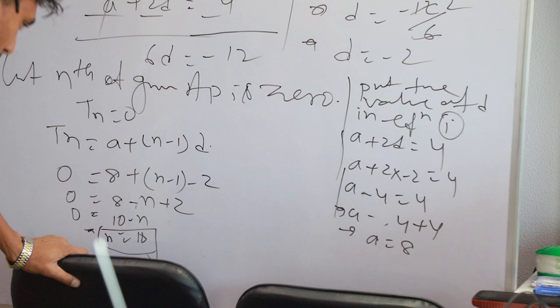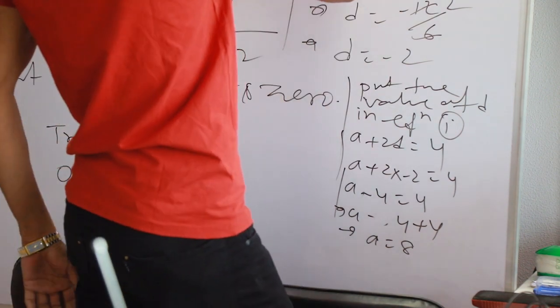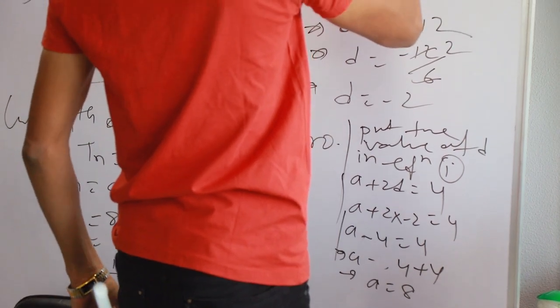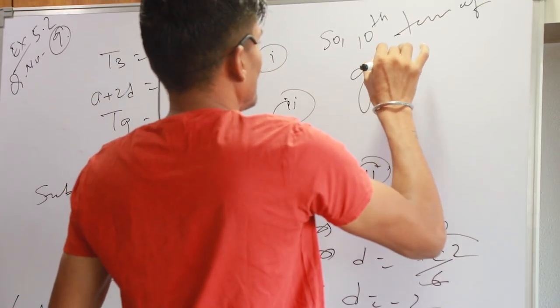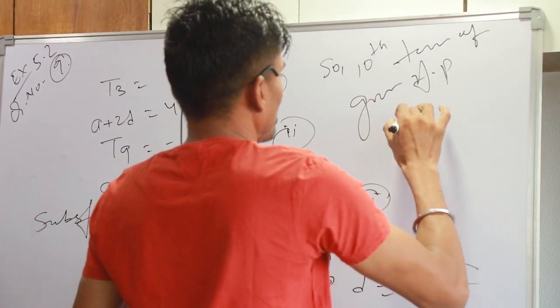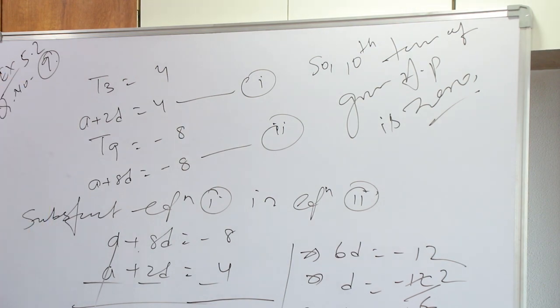So the nth term of the given AP is 0. So we have to write the statement. So the 10th term of the given AP is 0. That is our answer. The 10th term of the given AP is 0.